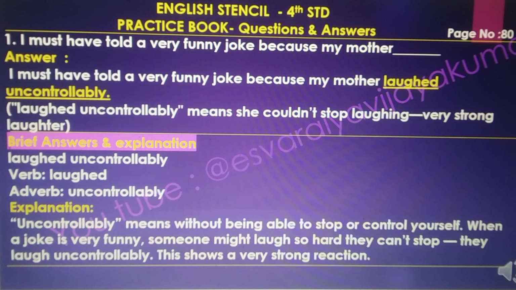The brief answer and the explanation of these questions. Laughed uncontrollably: verb laughed, adverb uncontrollably. Explanation: uncontrollably means without being able to stop or control yourself. When a joke is very funny, someone might laugh so hard they cannot stop. They laugh uncontrollably. This shows a very strong reaction.